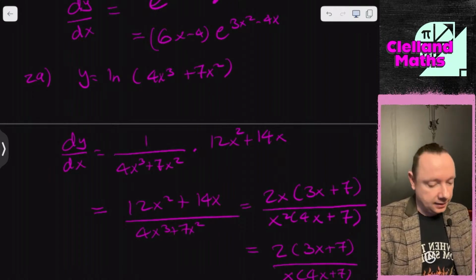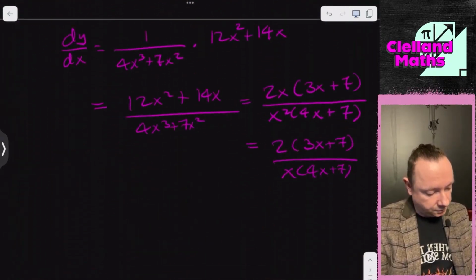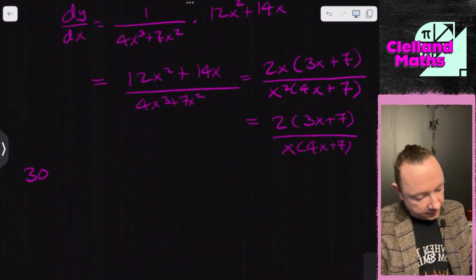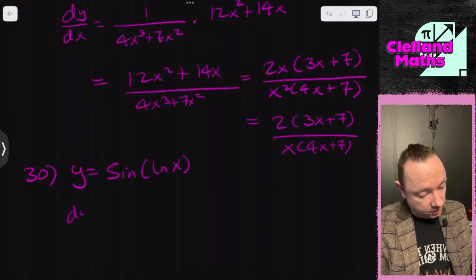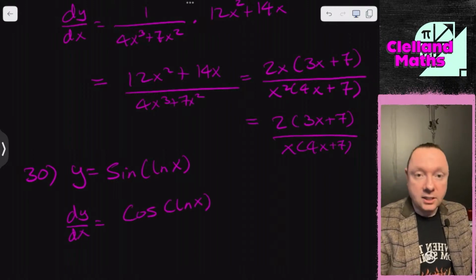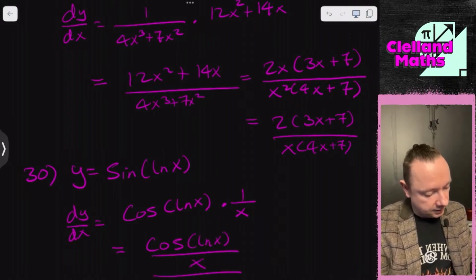If not, let me know. Number 29 is done. Number 30, y equals sine log x. Let's try it. Sine of log x. Well, I know that sine goes to cos, so that's the cos of log x. Then I need to differentiate the inner function, so I need to times by 1 over x. Tidy that up, I get cos of log x over x, and that's fine.